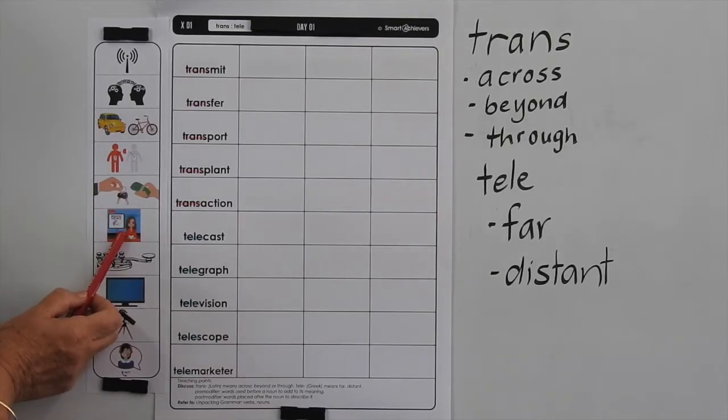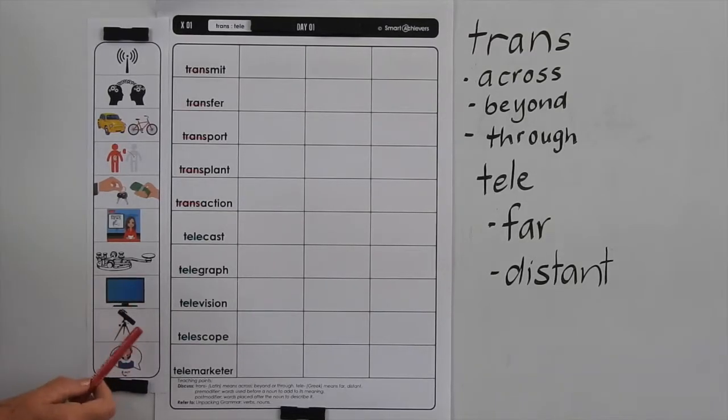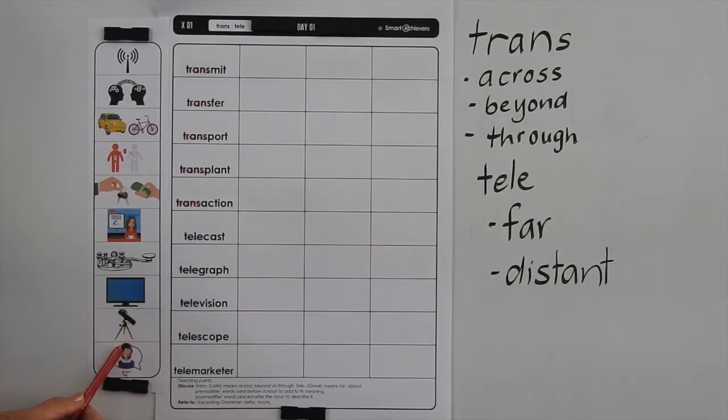Telecast is to communicate via television. Telegraph is a system or device for transmitting messages from a distance along a wire. It's not very common today, but it was very common in the past. Television is a system for transmitting visual images with sound and displaying them electronically on a screen. Telescope is an optical instrument designed to make distant images appear nearer, that's magnified. And a telemarketer is someone who markets goods and services by telephone calls to potential customers.